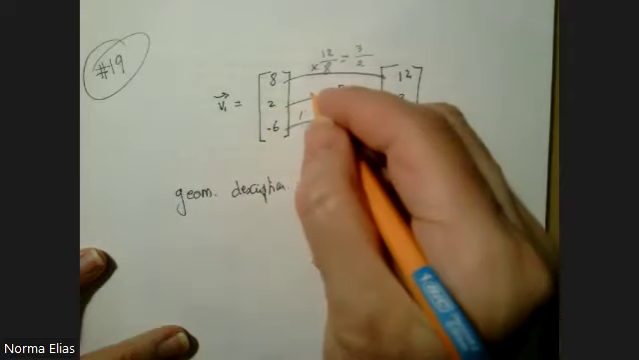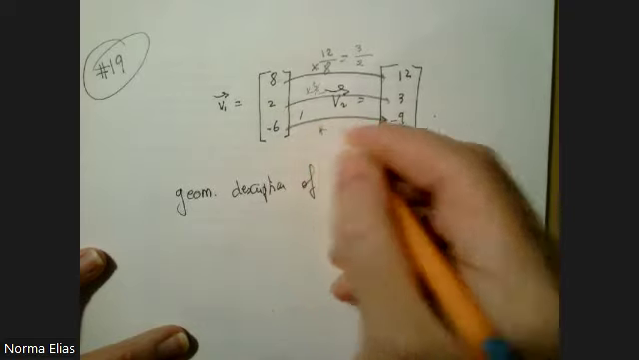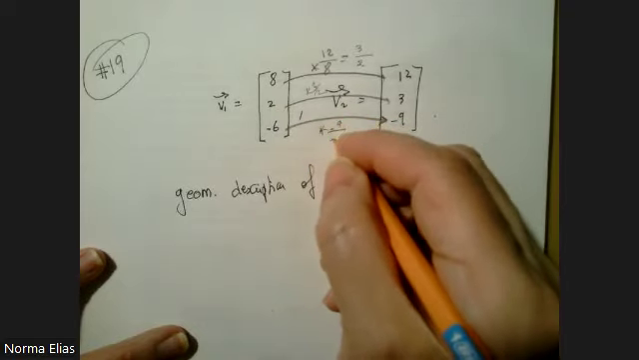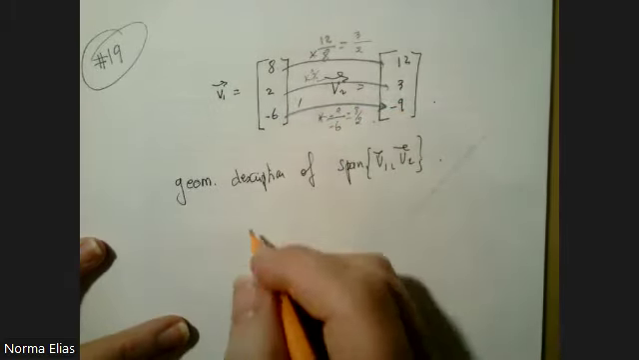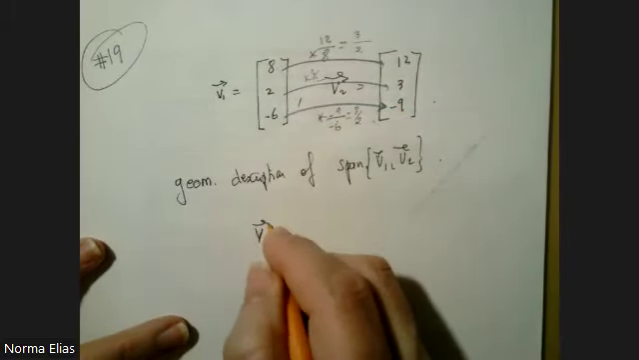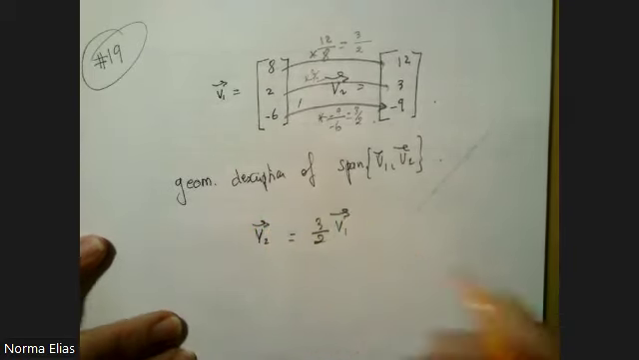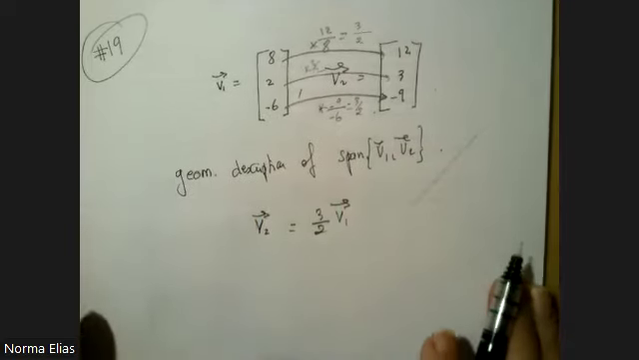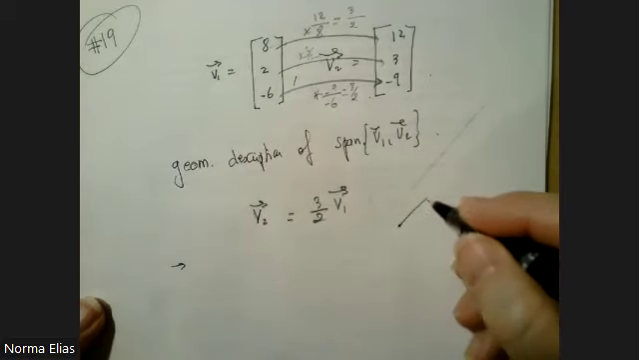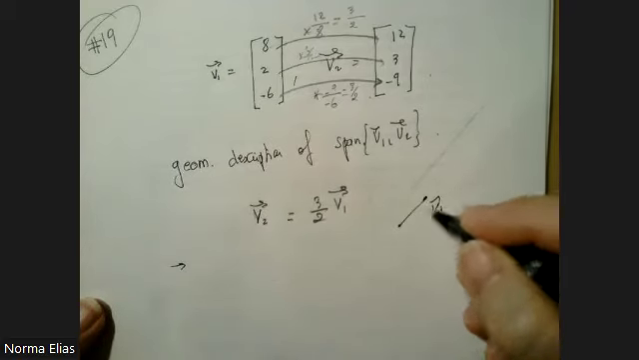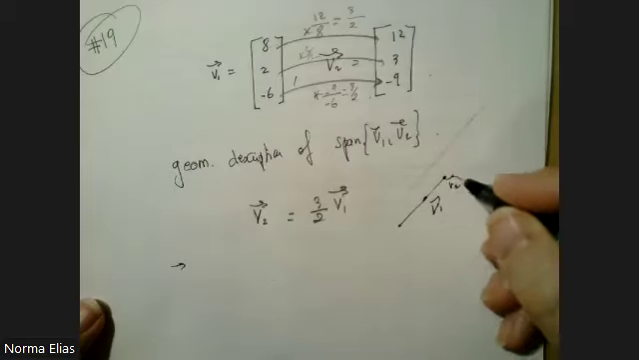From this component to this component, you're multiplying by 3/2. From this component to that component, you're multiplying by -6 over that, which is 3/2. So this tells me that the vector V2 is 3/2 the vector V1. Absolutely scalar multiples of each other. So when you're graphing them, this is V1, V2 is 3/2 V1. So V2 is going to be rather here.